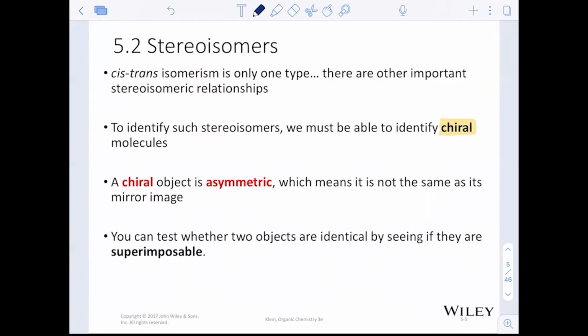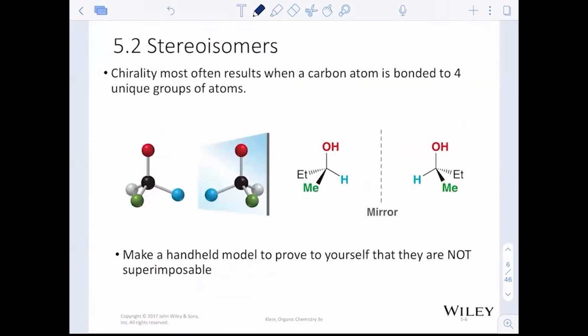But I really want to go into a little bit about the history as well as we start to look at chirality. Chirality most often results when a carbon atom is bonded to 4 unique groups of atoms. Doesn't mean 4 unique atoms, right? It could be all carbons that is attached to that carbon. However, what we really need to define is that if the carbon atom is bonded to 4 groups, that carbon is sp3 hybridized. And unique groups, they could be methyls, they could be ethyls, they could be propyls, they could be isopropyls. Those are all different groups.